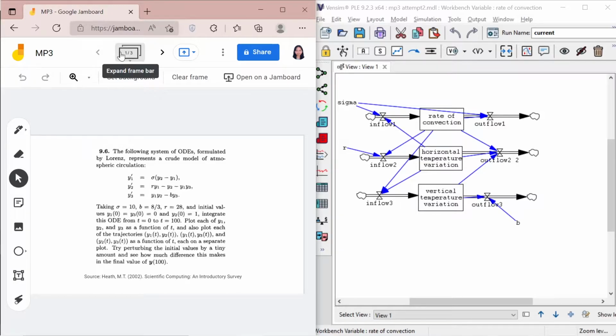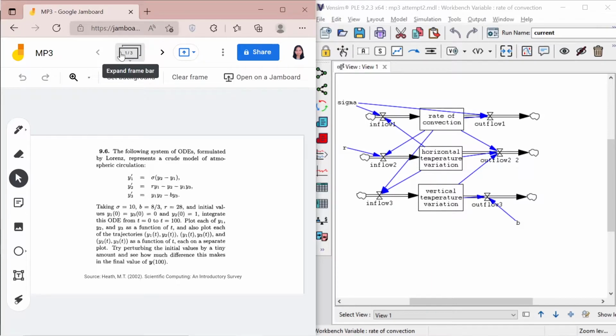The following system of ODEs, formulated by Lorenz, represents a crude model of atmospheric circulation. Taking sigma equal to 10, b equal to 8/3, r equal to 28, and initial values y1(0) = y3(0) = 0, and y2(0) = 1, integrate this ODE from t = 0 to t = 100.